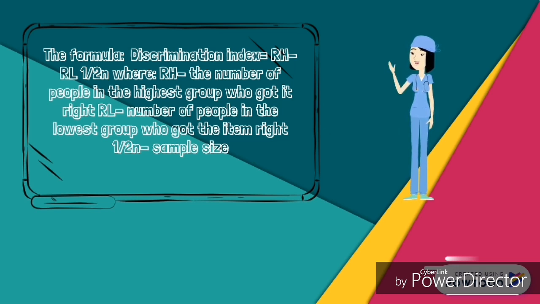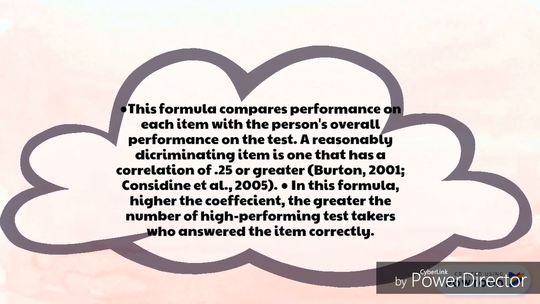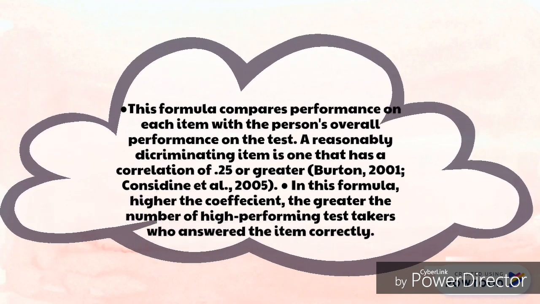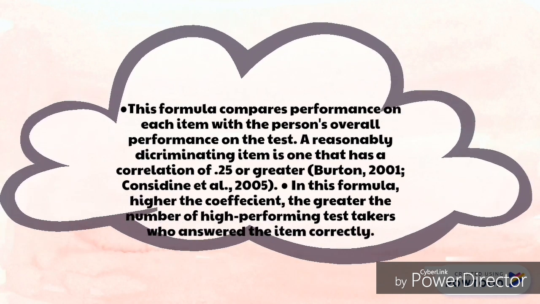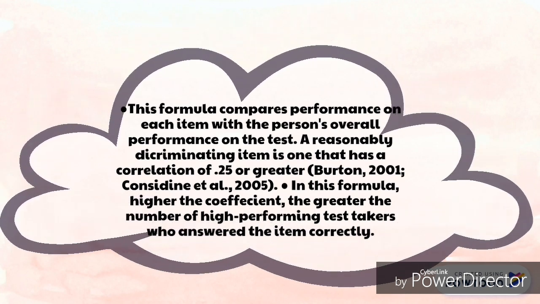This formula compares performance on each item with the person's overall performance on the test. A reasonably good discriminating item is one that has a correlation of 0.25 or greater. In this formula, the higher the coefficient, the greater the number of high-performing test takers who answer the item correctly.